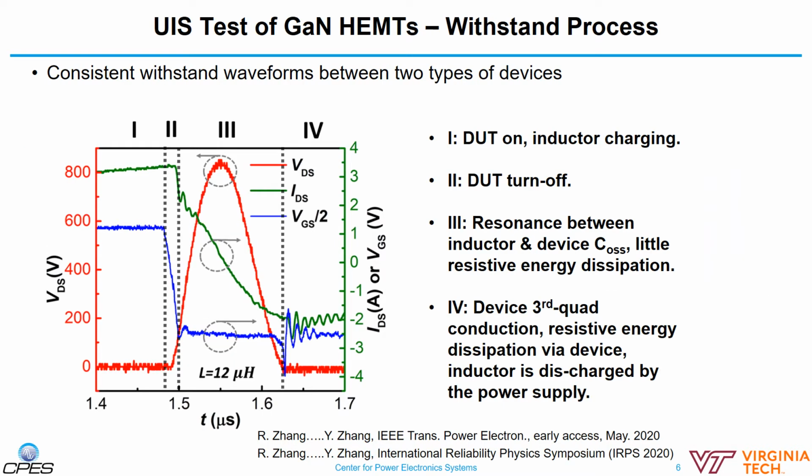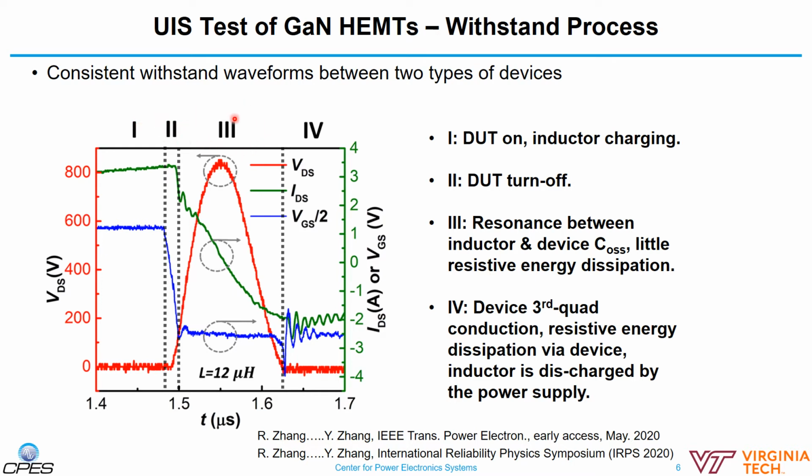Okay, so here shows a representative withstand waveform. The red line here shows the VD, the blue line is the VG, and the green line is the ID. Essentially, there are four different phases. Phase one is the device is on and the inductor is charging, and the second is the device is turned off.